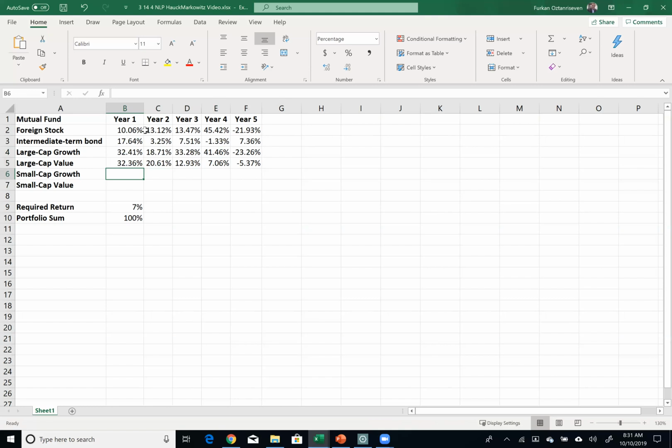Our small cap growth looks like everyone's going up in the first year, and small cap growth even increases higher. 19.4%, 3.85%, 58.68%, and losing negative 9.02%. And small cap value, 24.56%, 25.32%, negative 6.7%, 5.43%, 17.31%. All right. So now I can build my model.